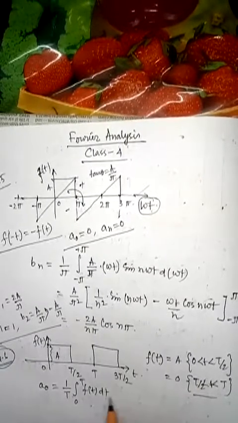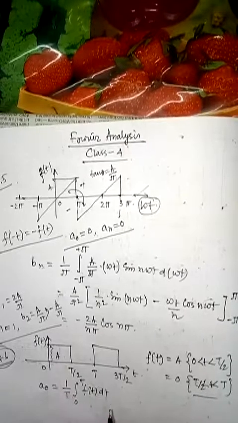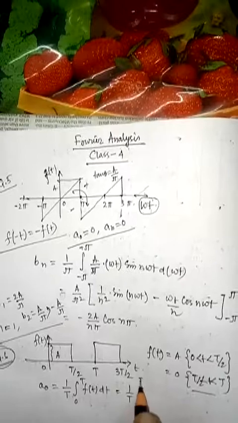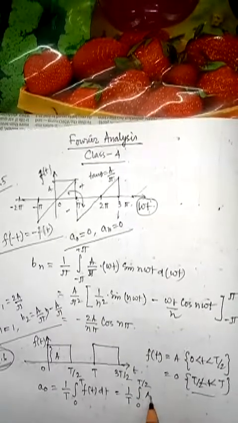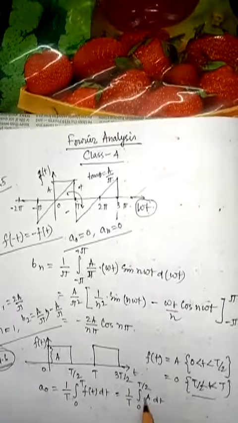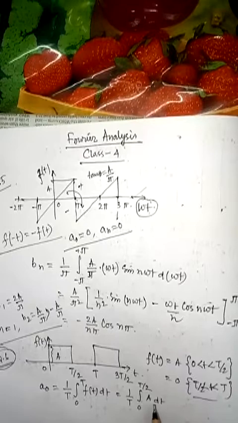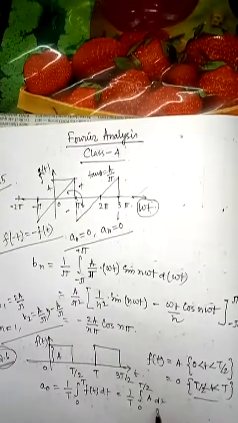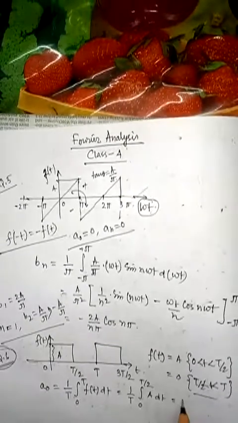What is the time period? Here it is T. So it is better to write 1 by T integration 0 to T half of a dt. Here a is a constant term, so it will be outside, and the integral gives T half, so it is a by 2 finally.